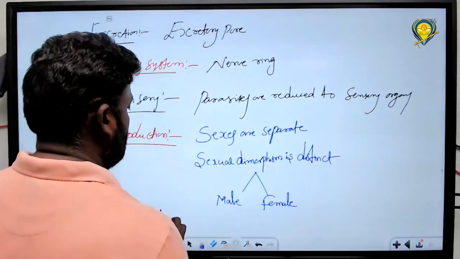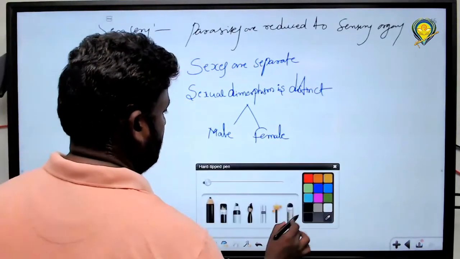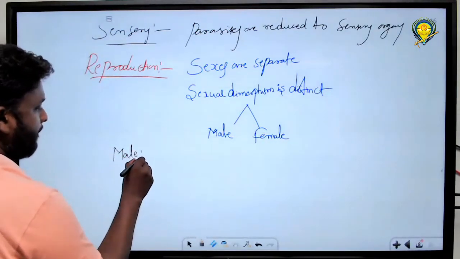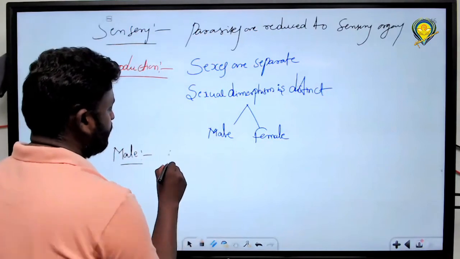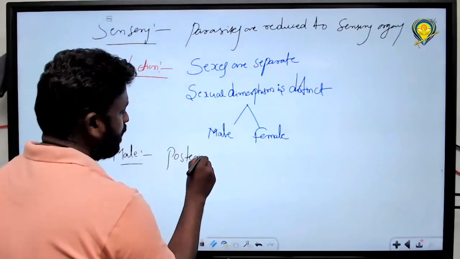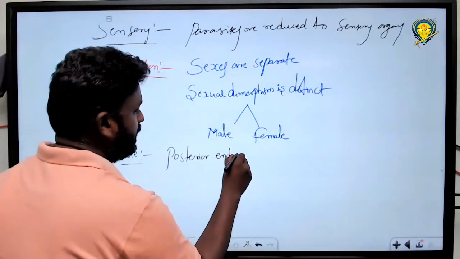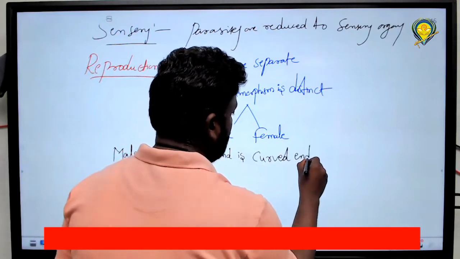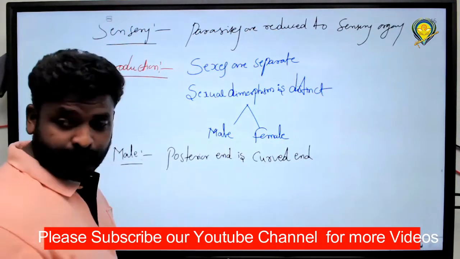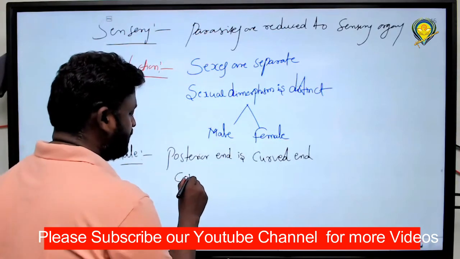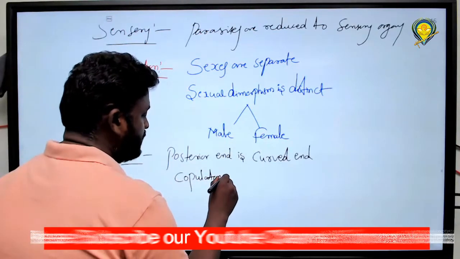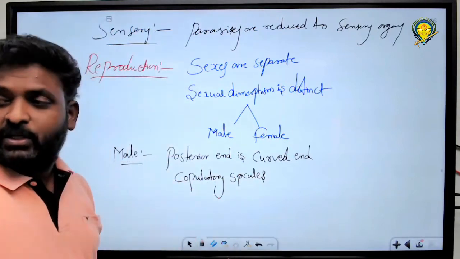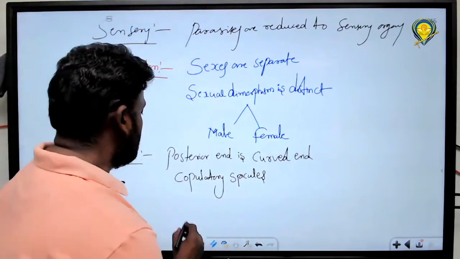On what basis are you saying this? How could you find out the male? How could you find out the female? Tell me, all of you. First one: male, posterior end is what? Curved end. And another one? Copulatory spicules, which help in fertilization. Very good.